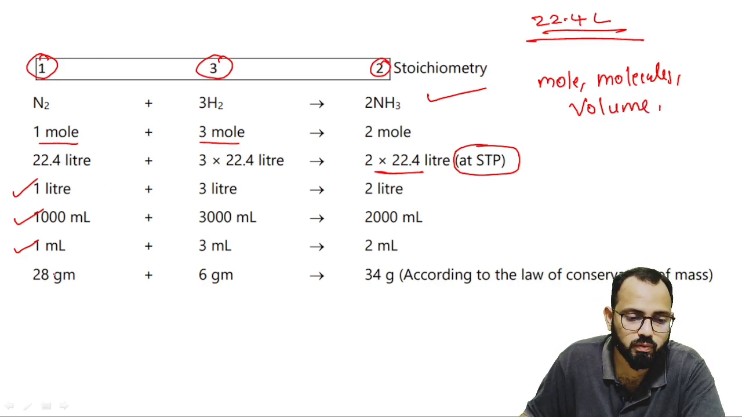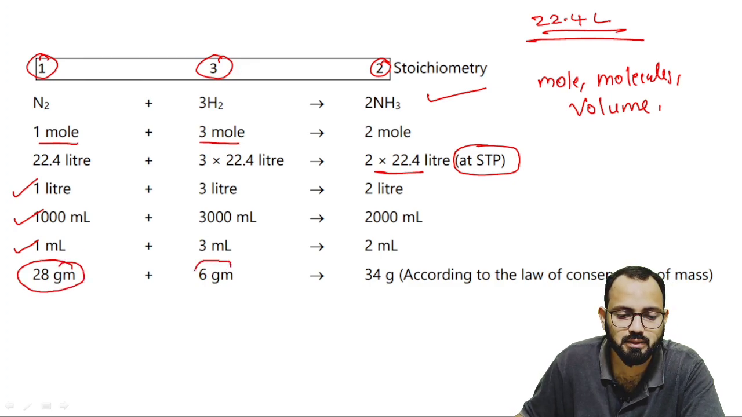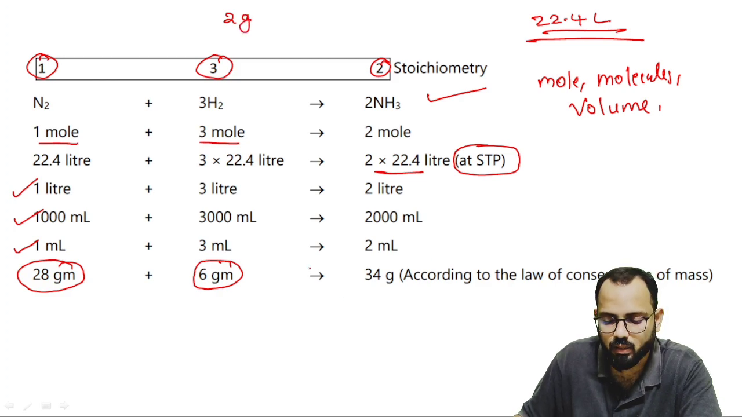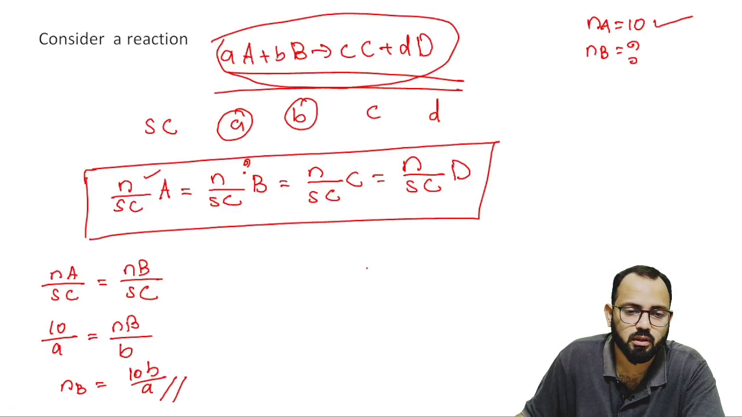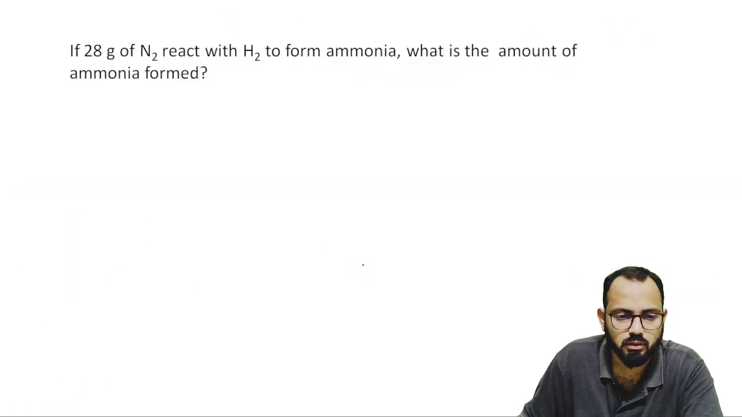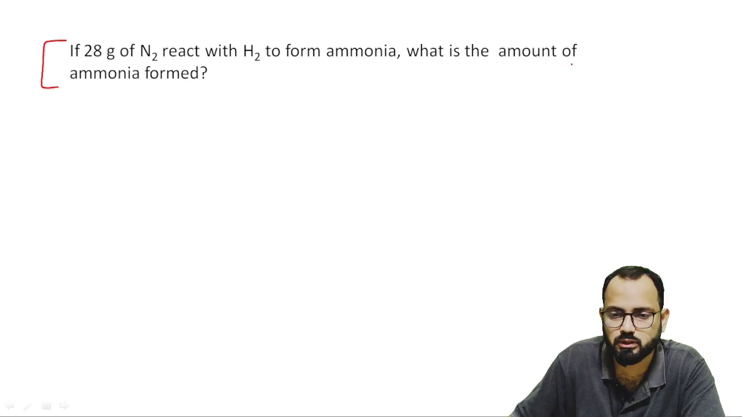Mass: 1 mole of nitrogen contains 28 grams. 3 moles of hydrogen contain 6 grams, because 1 mole of hydrogen carries 2 grams. And 2 moles of ammonia has a mass of 2 into 17, 34. So now this is according to the law of conservation of mass. 28 plus 6 is 34, that is the mass of the product. Now, okay, fine. So now let's solve this question.